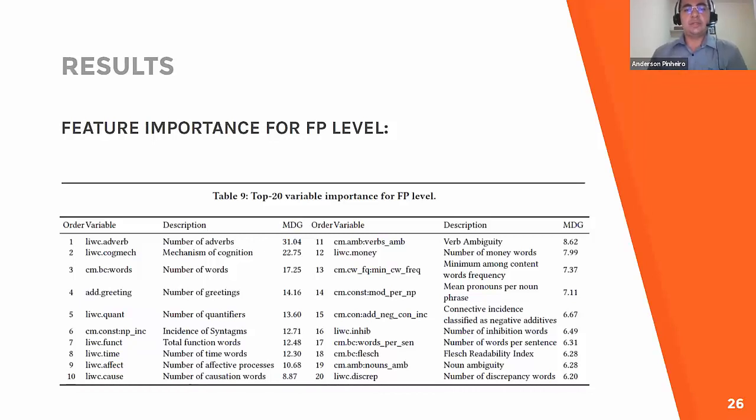Then here we have the table that shows the top 20 feature importance for the FP level. The most predictive features of this category were the adverb and cognition mechanism counts. And these features are indicative of the richness of details in the instructor's text in feedback messages. The text of feedback messages on this level provides more details in comparison with the FT level, because the FP level provides high-level feedback focused on the learning process and not only on a specific task.